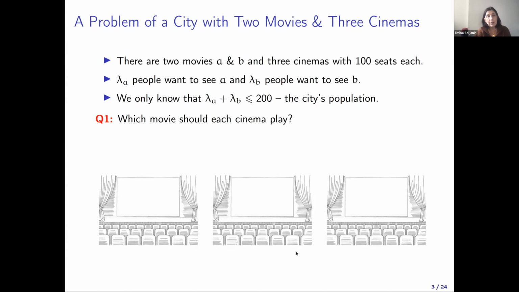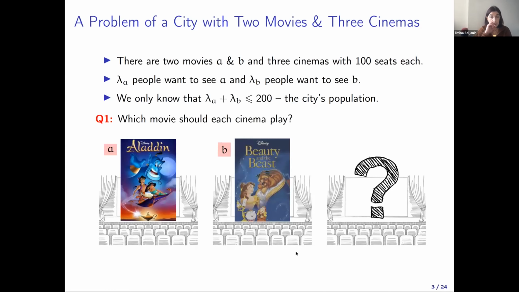So question number 1 is, which movie should each cinema play? Let's say your movies A and B are Aladdin and Beauty and the Beast, and you definitely should put one movie in one cinema and another in the other, but what should you put in the third one? One possibility is to XOR these two movies, and this talk is about what this XORing, or doing something a little more sophisticated, will bring us with respect to how many people or which combinations of people can see what.